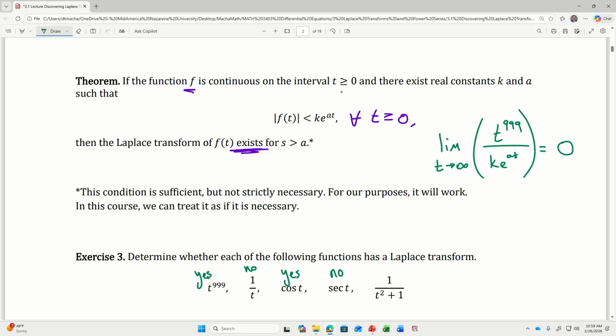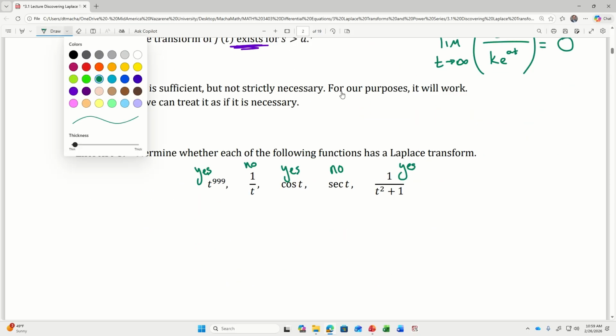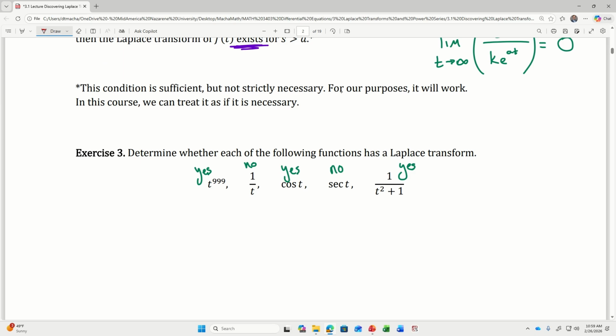And then what about this function, 1 over t squared plus 1? Does that have a Laplace transform? Yeah. So in these examples that I gave, t to the power 999, that Laplace transform is going to be pretty easy for us to find later. Cosine of t, that Laplace transform will be pretty easy for us to find later. I think this one is actually difficult.